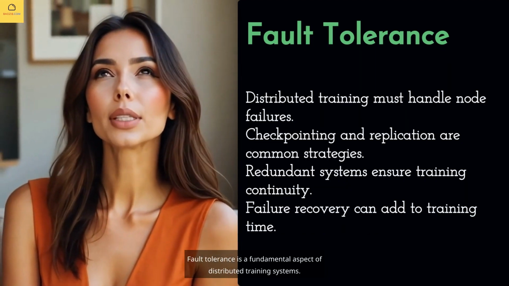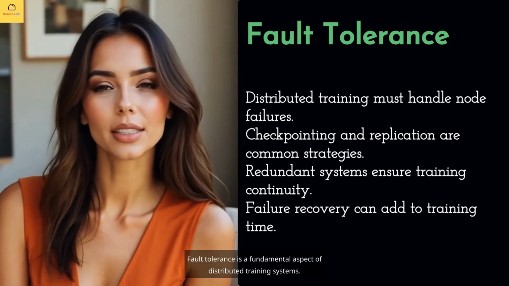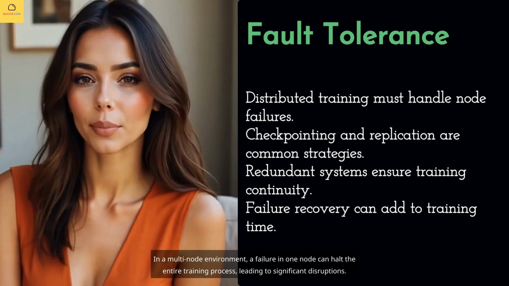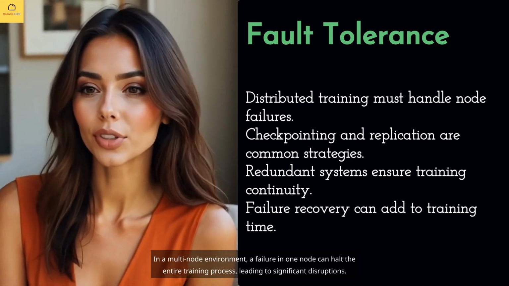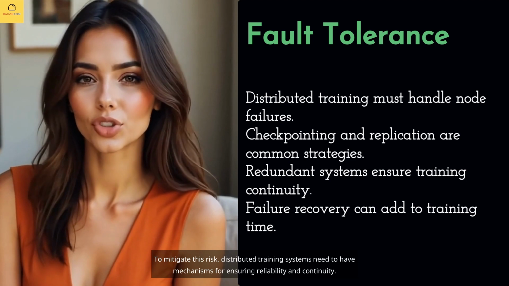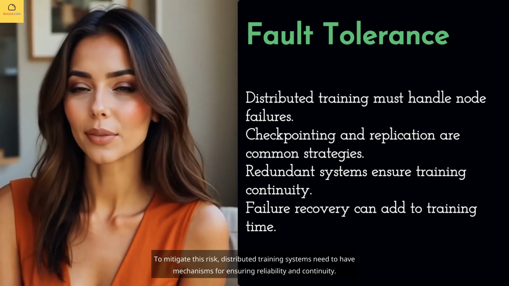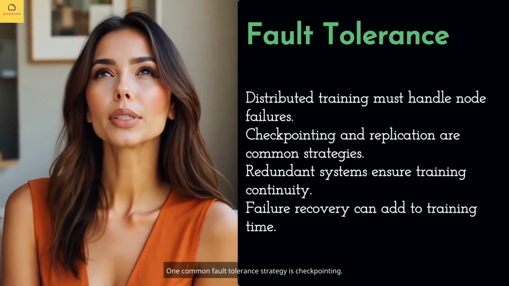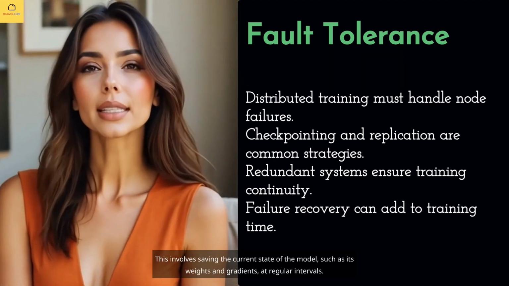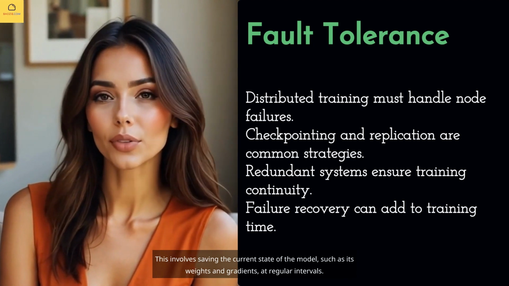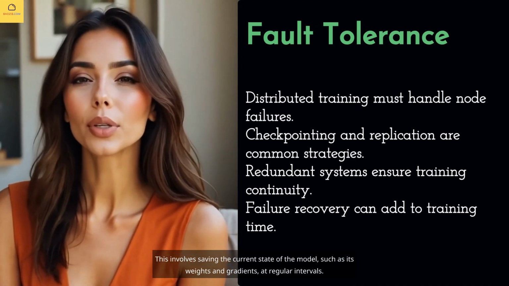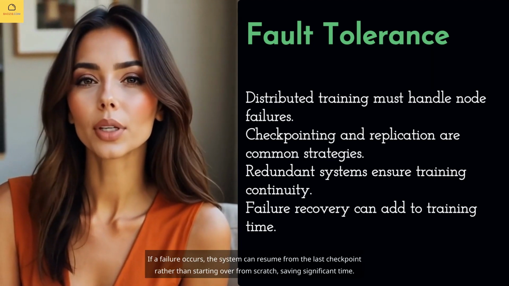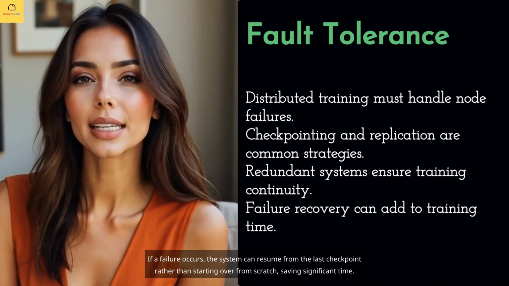Fault tolerance is a fundamental aspect of distributed training systems. In a multi-node environment, a failure in one node can halt the entire training process, leading to significant disruptions. To mitigate this risk, distributed training systems need to have mechanisms for ensuring reliability and continuity. One common fault tolerance strategy is checkpointing. This involves saving the current state of the model, such as its weights and gradients, at regular intervals. If a failure occurs, the system can resume from the last checkpoint rather than starting over from scratch, saving significant time.